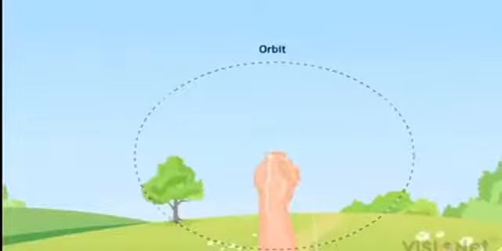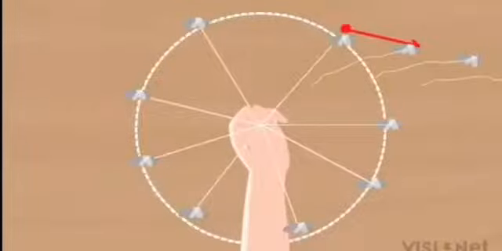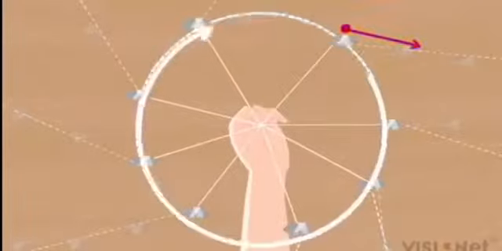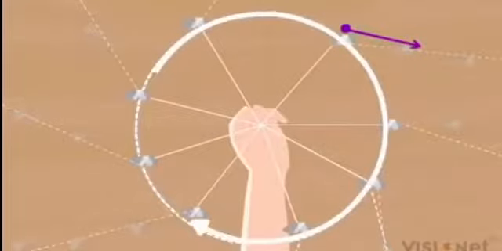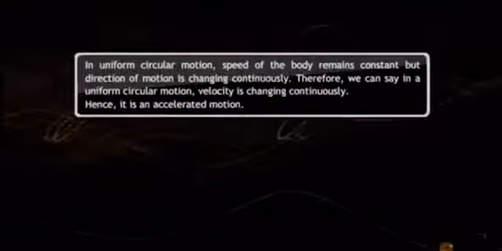If this activity is carried out 4 or 5 times at different points, you will observe that the stone traveled in different directions every time. Direction of stone is a straight line and is along the tangent to the point of release. Thus, the direction of velocity keeps changing every moment in uniform circular motion. In uniform circular motion, speed of the body remains constant, but the direction of motion is changing continuously. Therefore, we can say in a uniform circular motion, velocity is changing continuously. Hence, it is an accelerated motion.